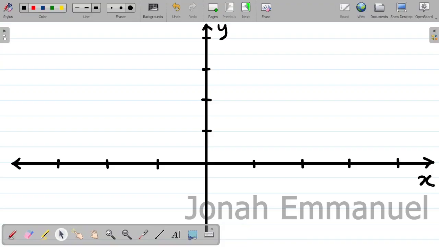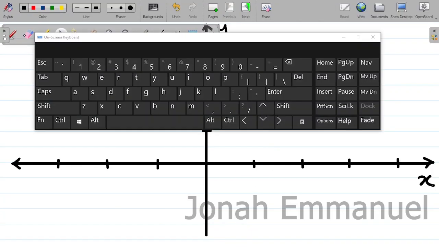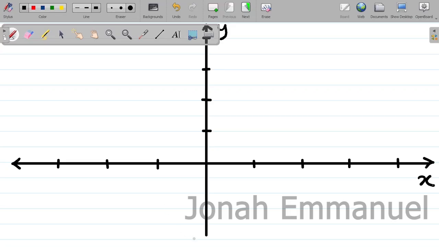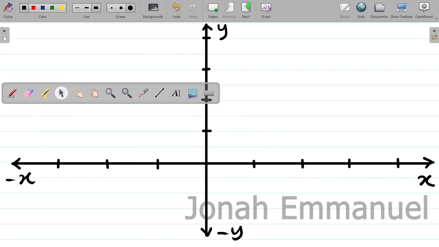Just move this one a bit. Move this here. Right here. Come here and put this as negative y. Just negative y. Negative x, positive y. All right, so we have this. So far so good. Let's try to input values. Let's see what we have.